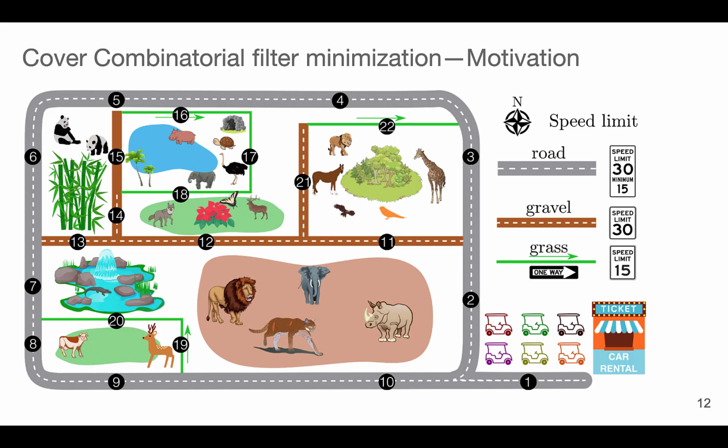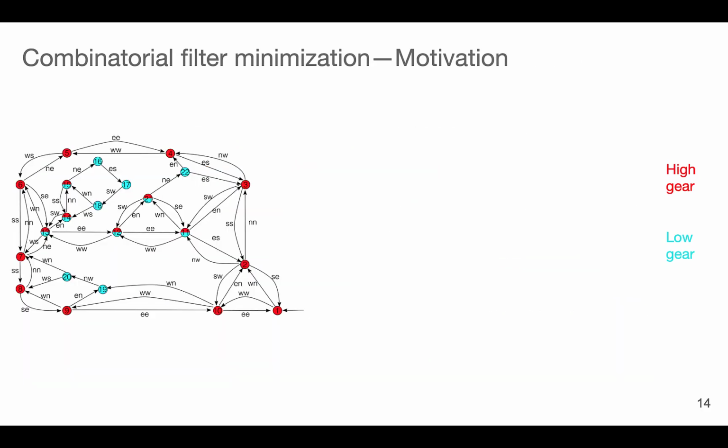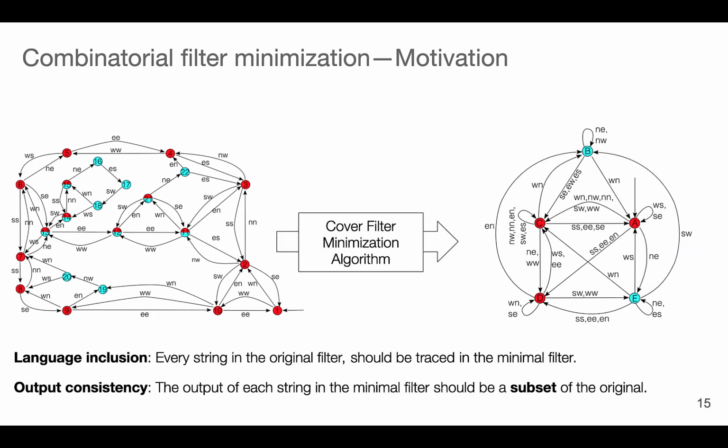Then we can drive in both high gear and low gear on the gravel roads. As a consequence, the safari park filter has states with two colors. We call this filter a cover filter. We are interested in minimizing the cover filters, where the language inclusion is the same as before, and the output of the string in the minimizer should be a subset of those in the original filter.